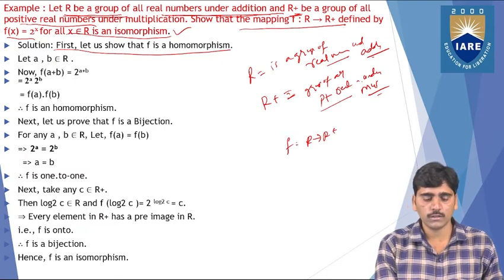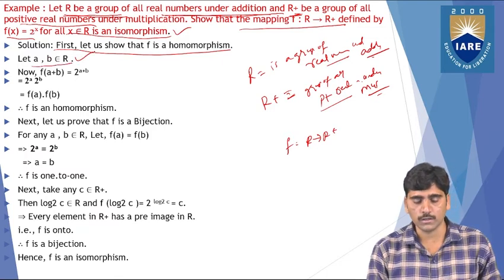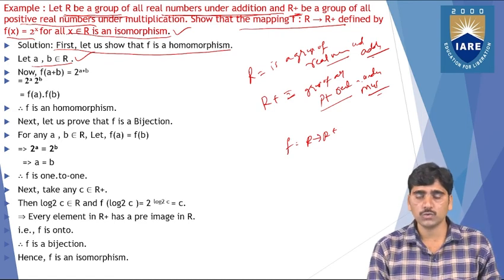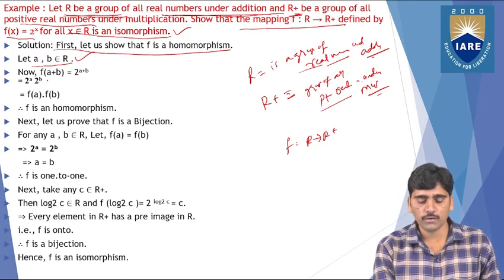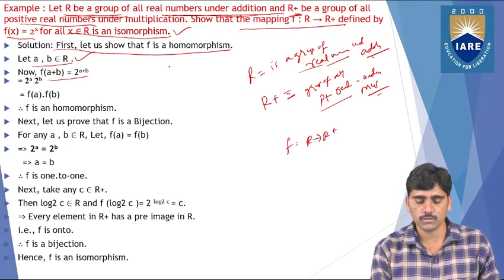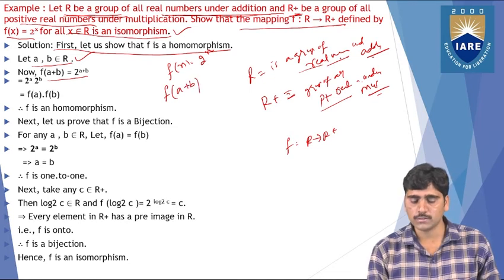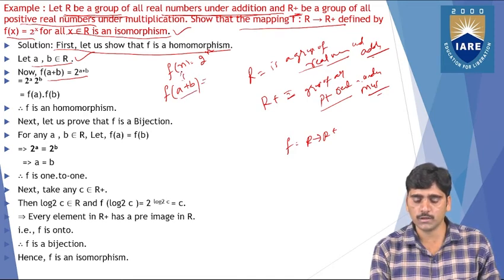So what do we get? Let a, b belong to R. Taking the two variables a, b, that belong to R means real numbers, since R is a group of real numbers. Now f of a plus b, with f of x equals 2 power x, under addition. So f of a plus b, substitute this a plus b in x, then you can rewrite it as 2 power a plus b.